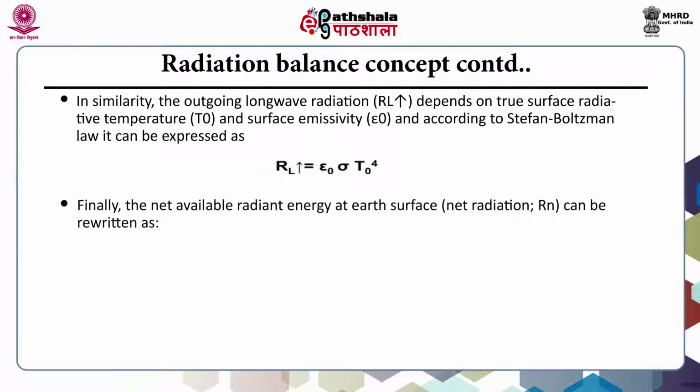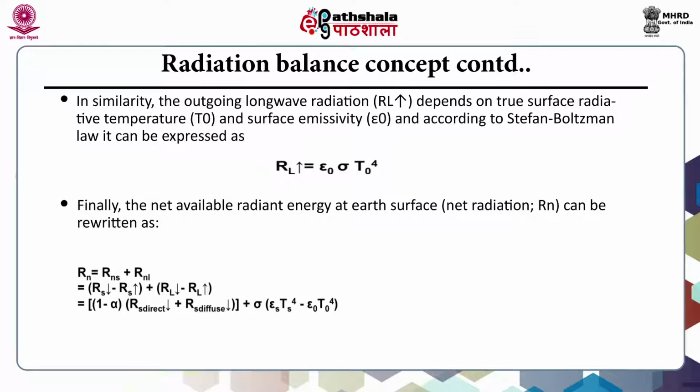Finally, the net available radiant energy at Earth's surface, that is net radiation Rn, is expressed as Rn equal to RNS plus RNL, which is equal to RS down arrow minus RS up arrow plus RL down arrow minus RL up arrow, which is equal to 1 minus alpha times RS direct down plus R diffuse down, plus sigma times epsilon S Ts to the power 4 minus epsilon 0 T0 to the power 4.